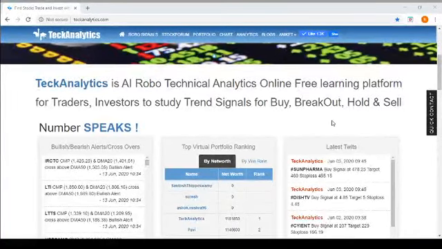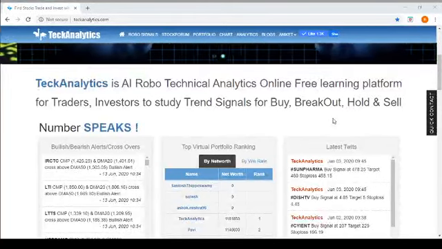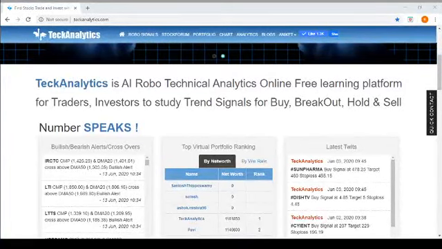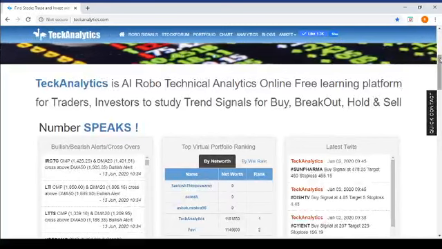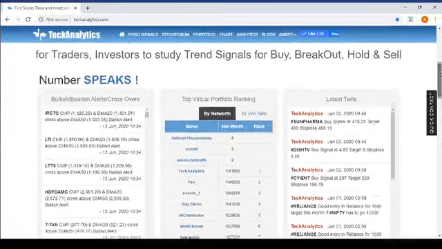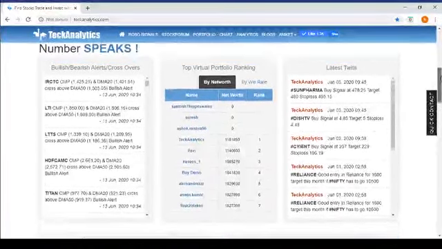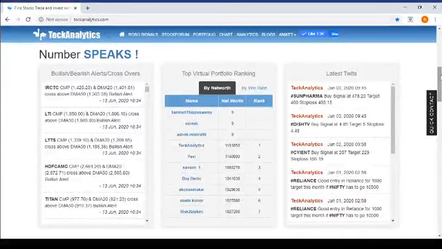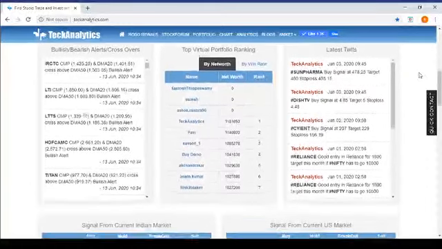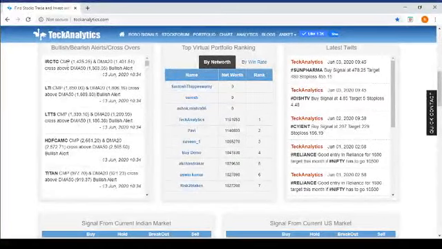So before we go into the details, I would like you to go to the first page, which is our home page, and see some tables here to understand the market overall, how the market is doing and what is going on in the market. As you can see, the left hand side table is basically bullish and bearish crossover signals. We update this every day.